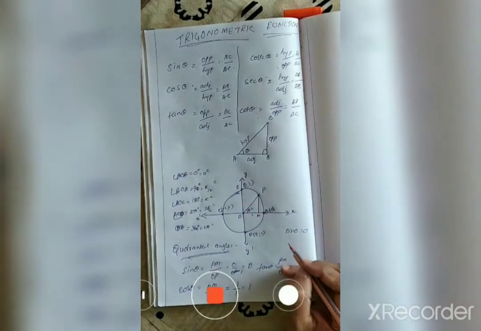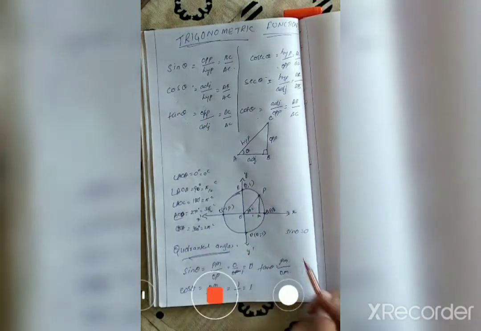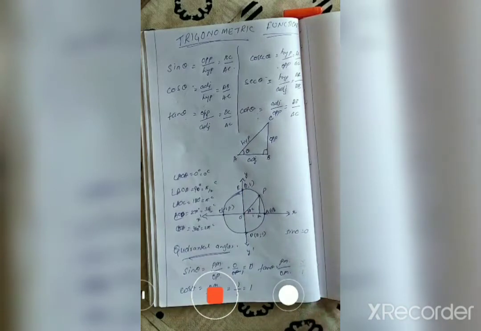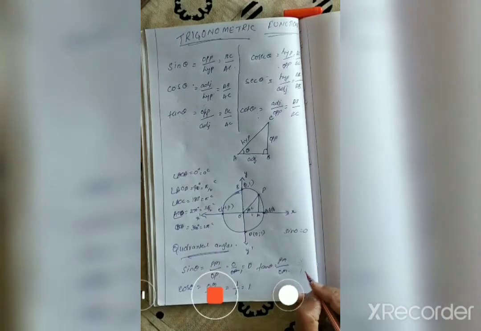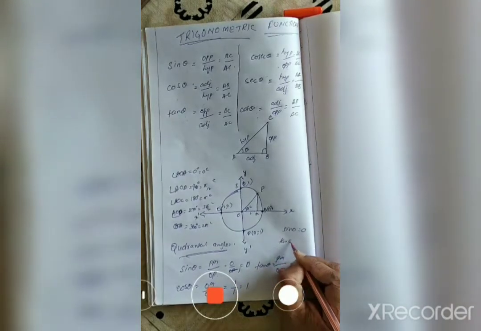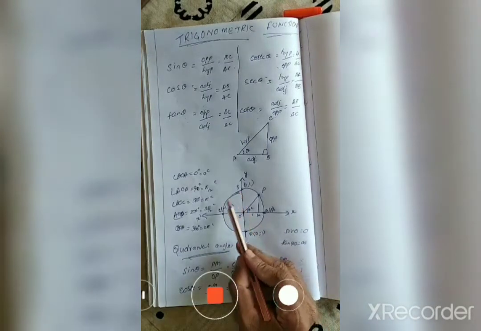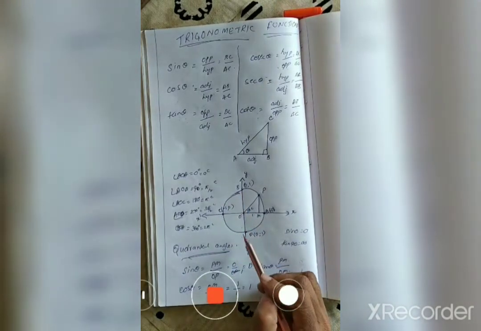Similarly, tan theta here is tan 90. Tan 90 is opposite side 1 divided by adjacent side 0. 1 by 0 is meaningless. You cannot define what 1 by 0 is, so we take it as infinity. We take tan 90 as infinity.